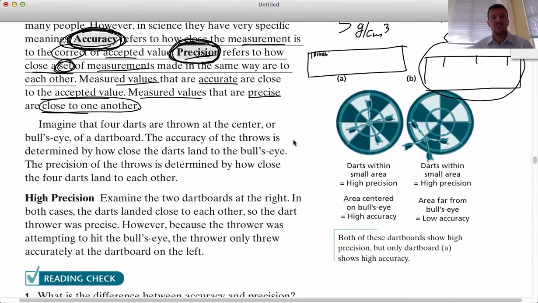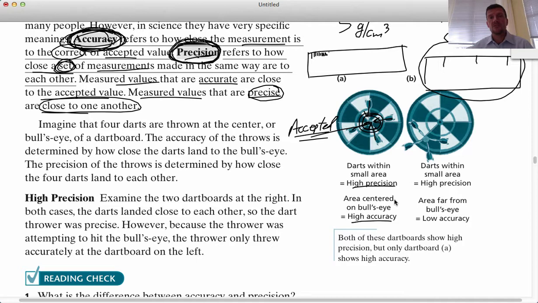Let's look at the dartboard right over here. You throw 4 darts. 1, 2, 3, 4, and they all are really close to the bullseye. So the bullseye is like the accepted value. That is the desired result. All of these darts are really close together. They're precise, and they are close to the bullseye, the target. They are accurate as well. Okay, they're both high precision, high accuracy.